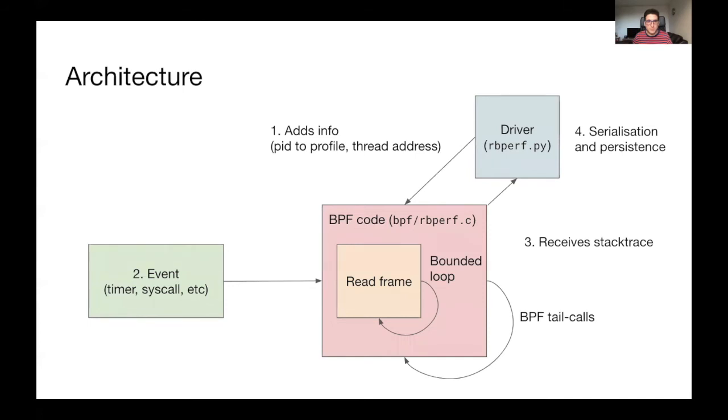So how does RBPerf work from a high-level perspective? The main component is a BPF code that knows how to walk Ruby stacks in memory. The driver program provides some information that the stack walking code needs and understands the output from said program, which then saves to disk.